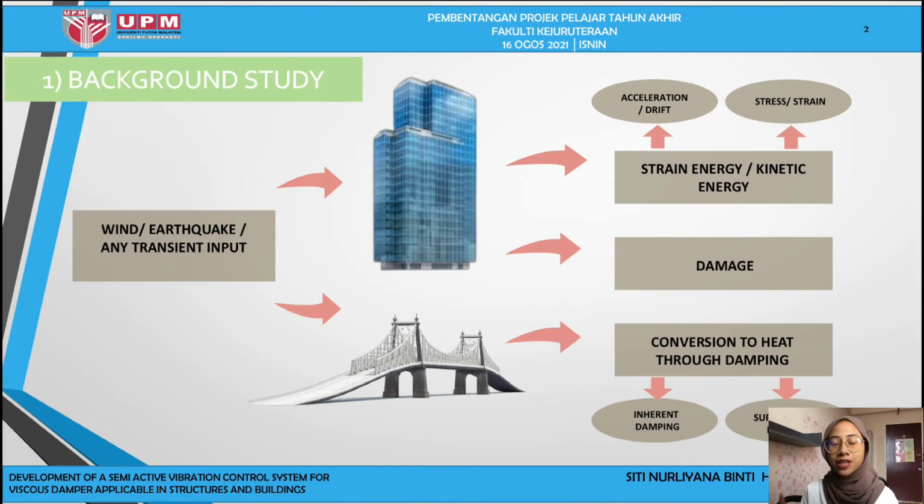Excessive vibration that comes from wind, earthquake, or any transient input is something that we do not want in our structure. When the structure is induced by vibrations, part of the dynamic energy will be converted into heat energy through damping by two sources. One is inherent damping and another one is supplemental damping. And this supplemental damping refers to additional damping that we add into the structure through structural control devices.